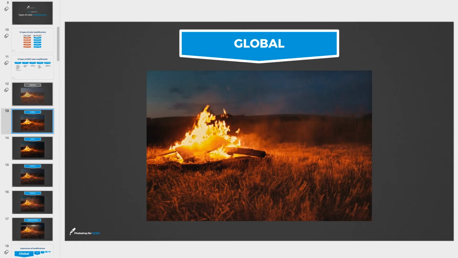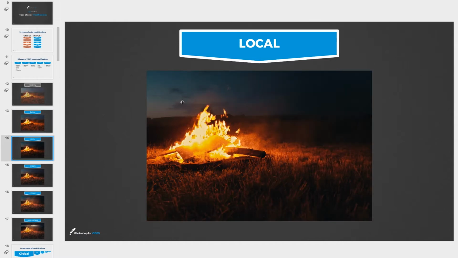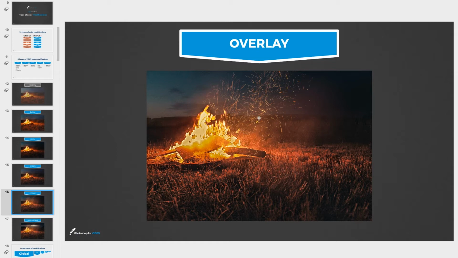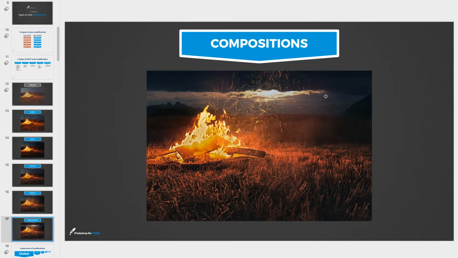The first type of modifications that we do to footage are global modifications, stuff that applies to pixels regardless of their location in the frame. The second type are local modifications, like masks. For example, here I have added a vignetting mask to the right part of the frame to make it darker. And then effects. These are algorithms that affect pixels depending on what other pixels are surrounding them. And then we have overlays. This is basically just another footage layer put on top of the original footage. And then we have compositions.